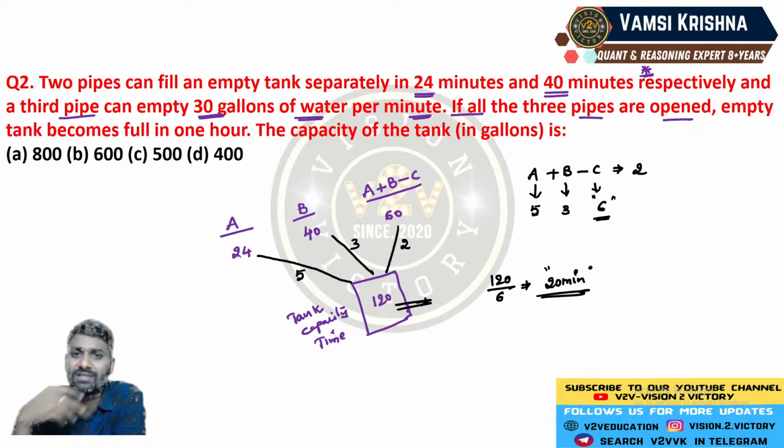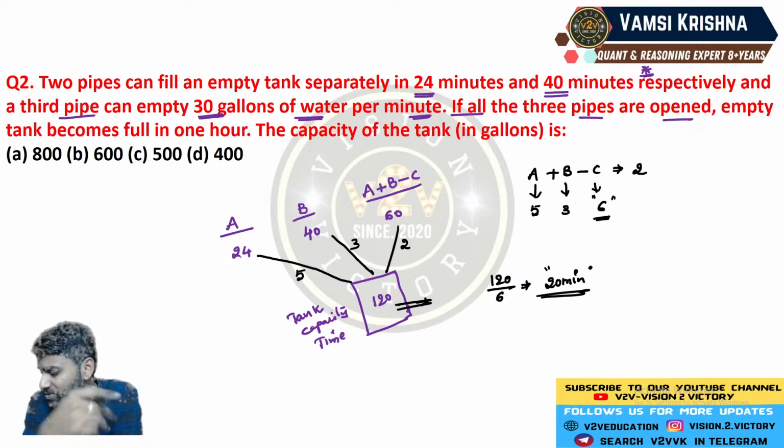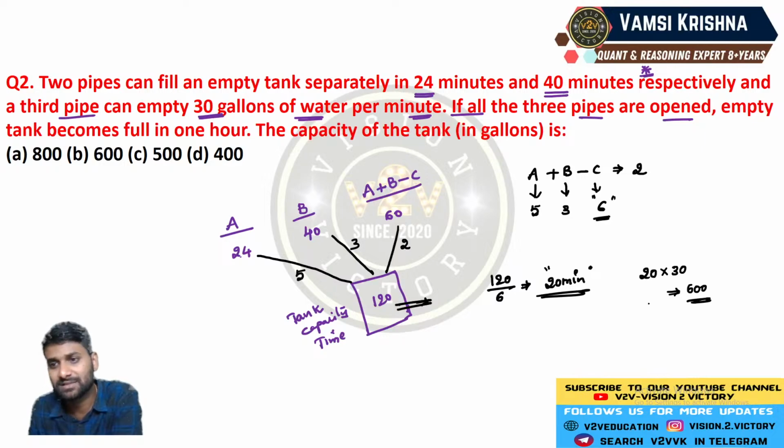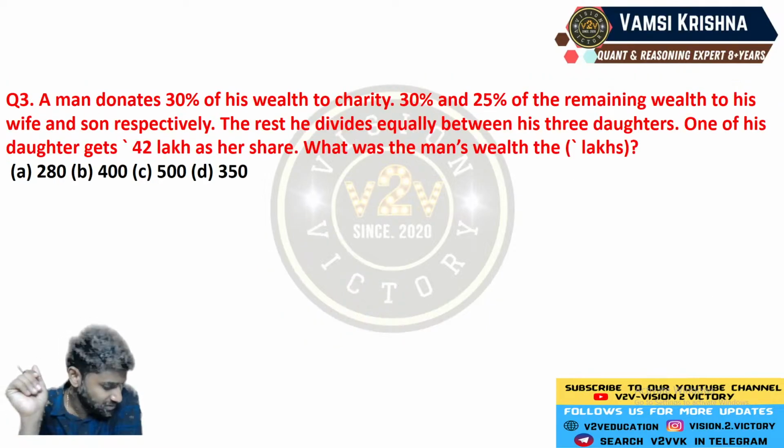Now the question here: what is the capacity of the tank? So you know one piece of information. See, the third pipe can empty 30 gallons of water per minute. So it takes 20 minutes. Every minute 30 gallons of water is taken out. So the total answer is 600. The capacity of the whole tank is exactly 600 gallons. So that is the question. The question number 3.